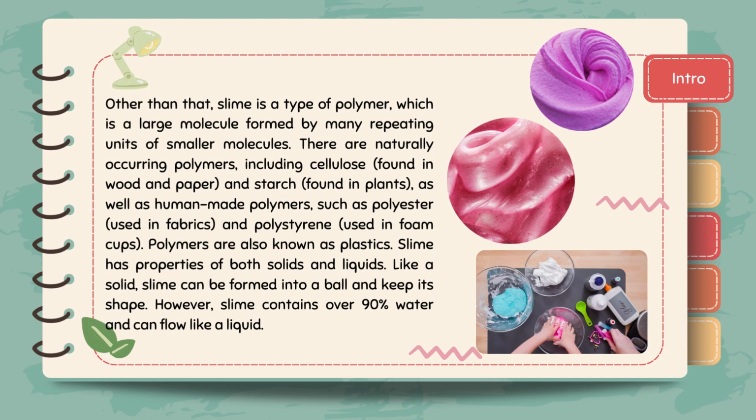Other than that, slime is a type of polymer, which is a large molecule formed by many repeating units of smaller molecules. There are naturally occurring polymers, including cellulose, found in wood and paper, and starch, found in plants, as well as human-made polymers such as polyester used in fabrics and polystyrene used in foam cups. Polymers are also known as plastics. Slime has properties of both solids and liquids. Like a solid, slime can be formed into a ball and keep its shape. However, slime contains over 90% water and can flow like a liquid.